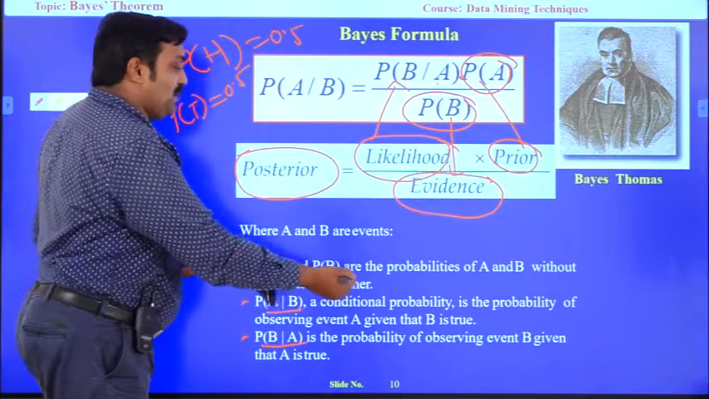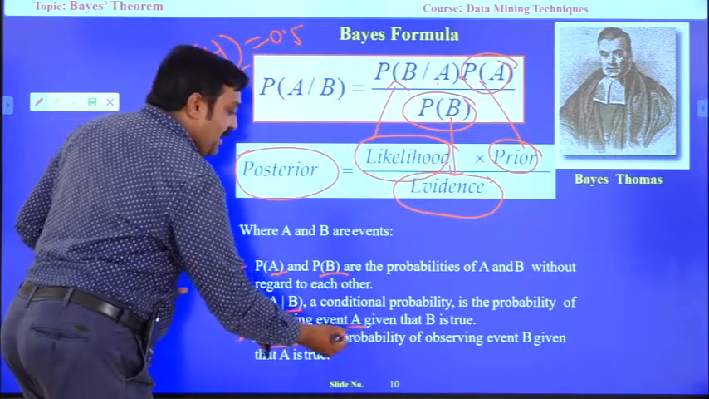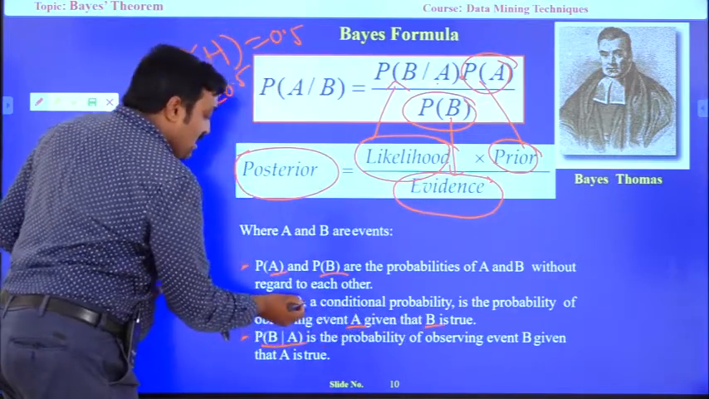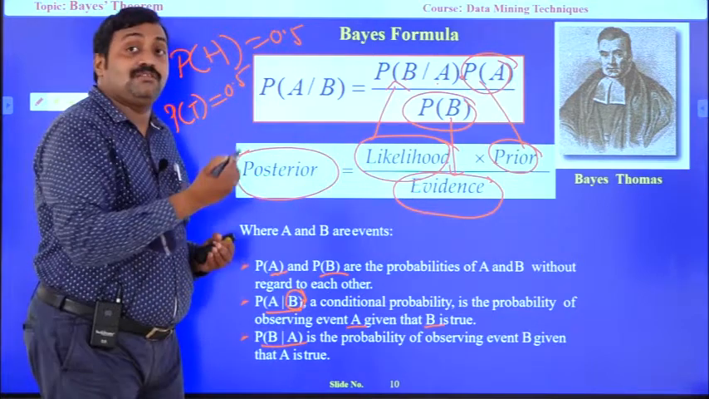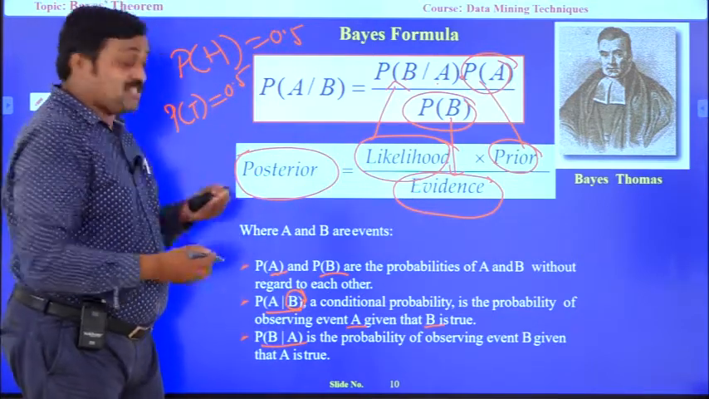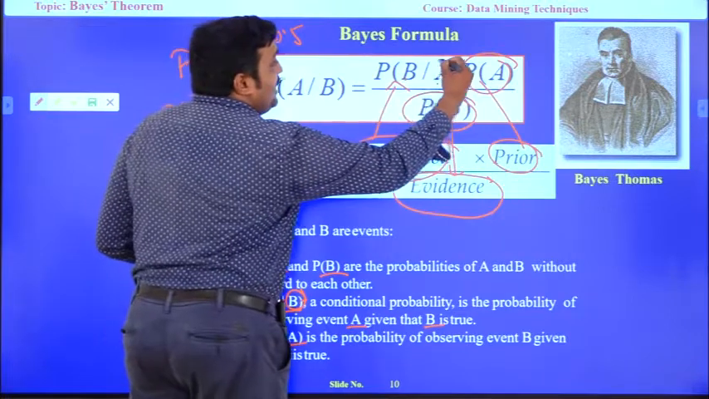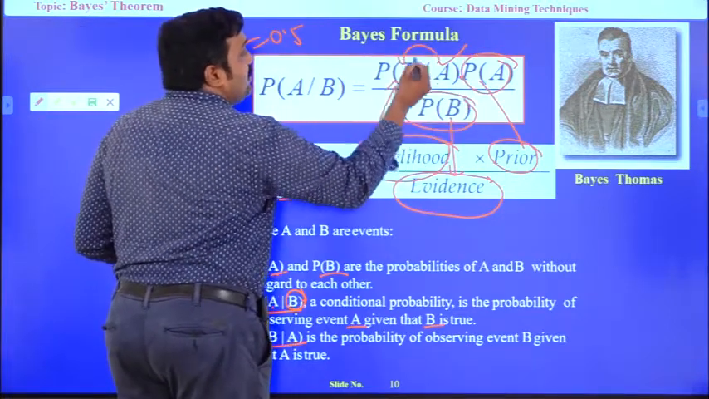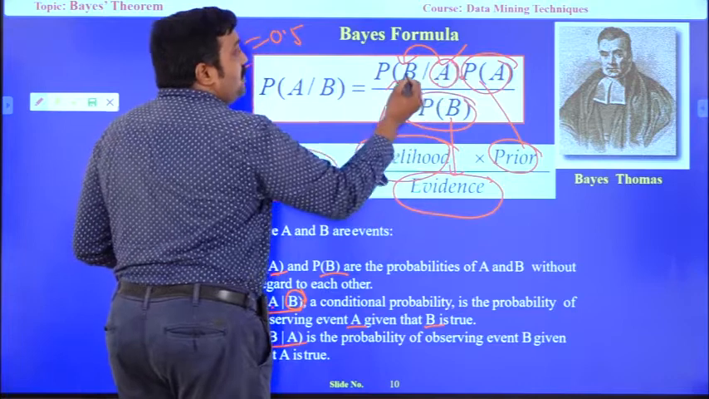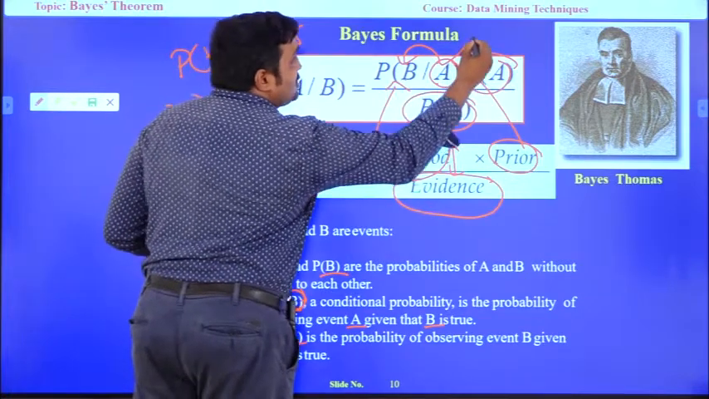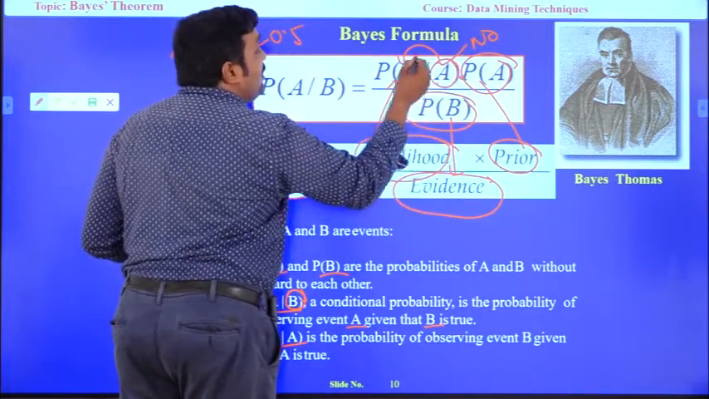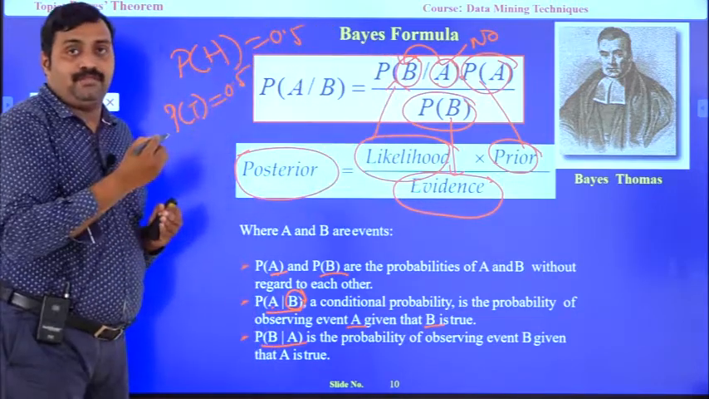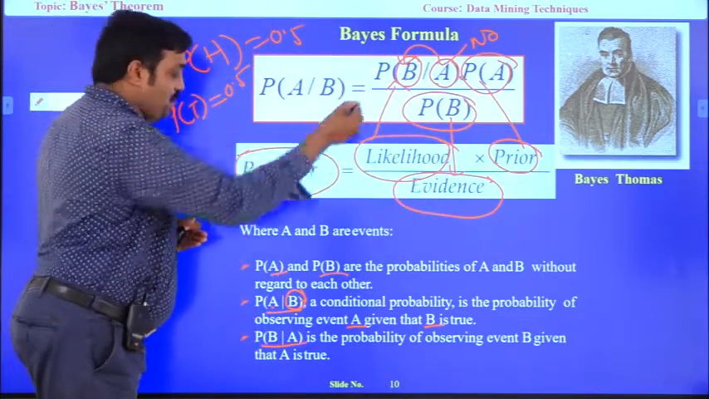The conditional probability is the observing of event A given B. That means whenever B is true, what is the occurrence of A? Whenever A is true, what is the occurrence of B? Whenever the condition is true, what is the occurrence of B? Whenever the condition is false, what is the probability of getting B? That is the conditional probability.